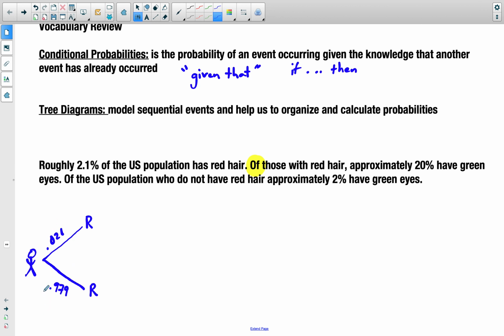Now, having knowledge of whether or not a person has red hair, they could also have green eyes, or they don't have green eyes. So G and G prime. So when you're using letters to represent variables, it's always good to define them. So event R is having red hair.